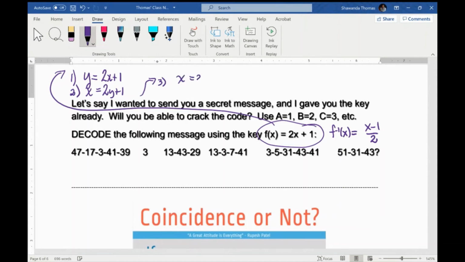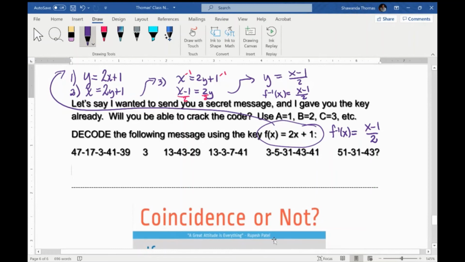x equals 2y plus 1. Yes, ma'am. All right, subtract 1. That's x minus 1 equals 2y. Then what? All right, then what are we doing? Divide by 2 on both sides. Then you gotta divide by 2. Yep, good. y equals x minus 1 over 2 is our inverse function. Any questions about how to get to the inverse?